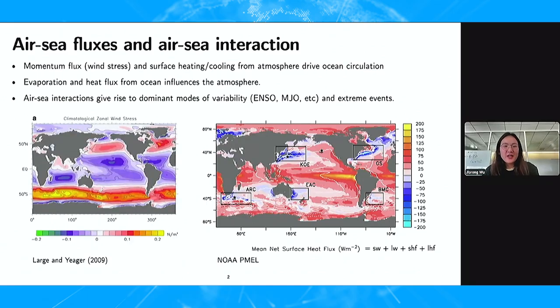So we all know that air-sea interaction is important, and it's mainly through the exchange of fluxes. The momentum flux, the wind stress, and the surface heating and cooling from the atmosphere drive the ocean circulation, and the evaporation and heat flux from the ocean in turn influence the atmosphere, and this gives rise to major modes of variability and extreme events, etc. So it's really important for us to accurately quantify these fluxes in our coupled ocean-atmosphere models.